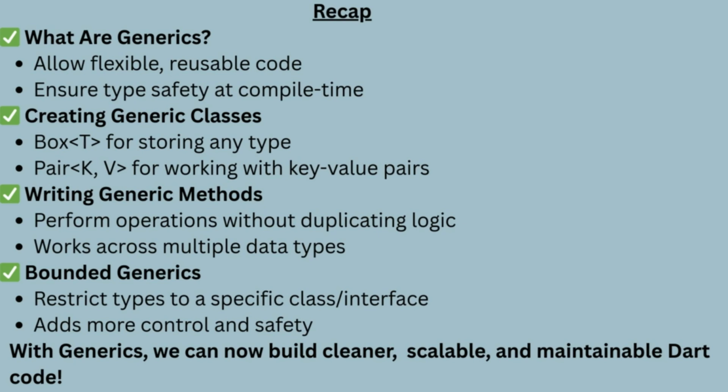Then, we looked at how to create generic classes. We built examples like Box<T>, which can store any type of value, and Pair<K, V>, a class that holds a key-value pair. These examples showed how generic classes make our code cleaner, reusable, and more flexible.